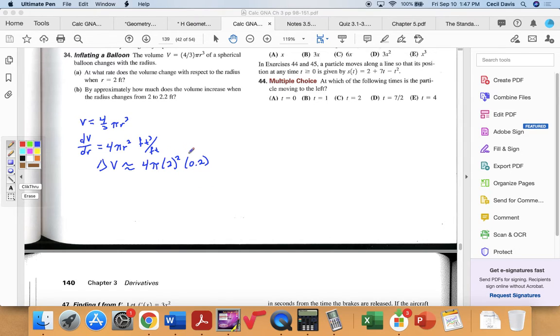So if I want to know the change, here this is just in square units. I'd have to multiply it by the change in the radius also. So it's changing at this rate per foot change in the radius. And what was the change in the radius? It was 0.2. Okay. That makes sense? Yes.